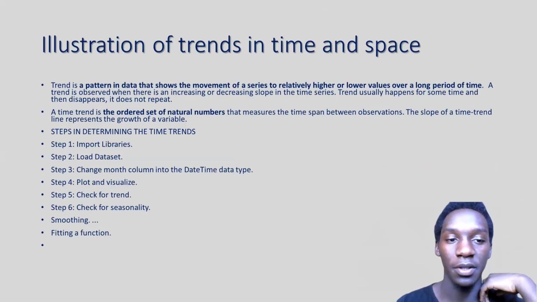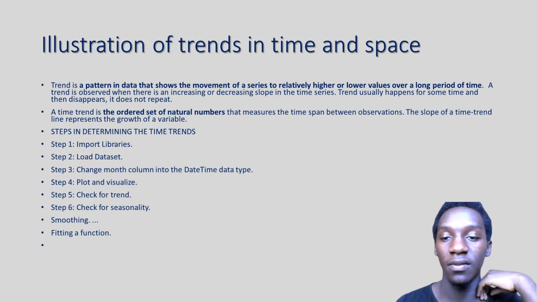Illustration of trends in time and space. A trend is a pattern in data that shows the movement of a series to relatively higher or lower values over a long period of time. A trend is observed when there is an increasing or decreasing slope in a time series. A trend usually happens for some time and then disappears.